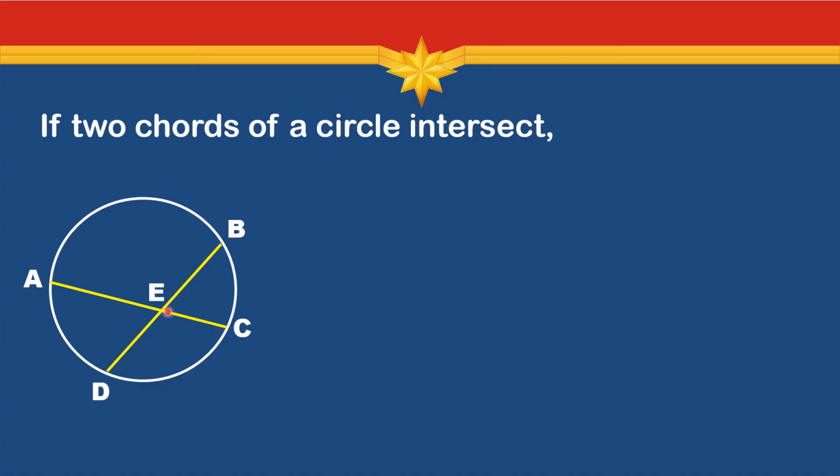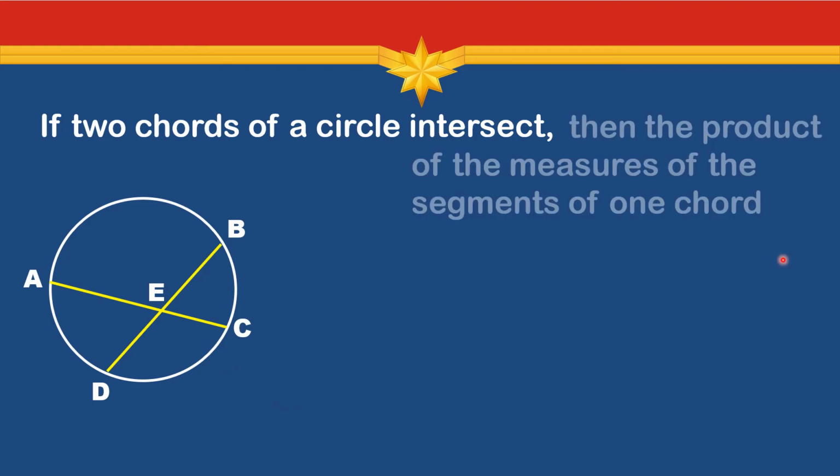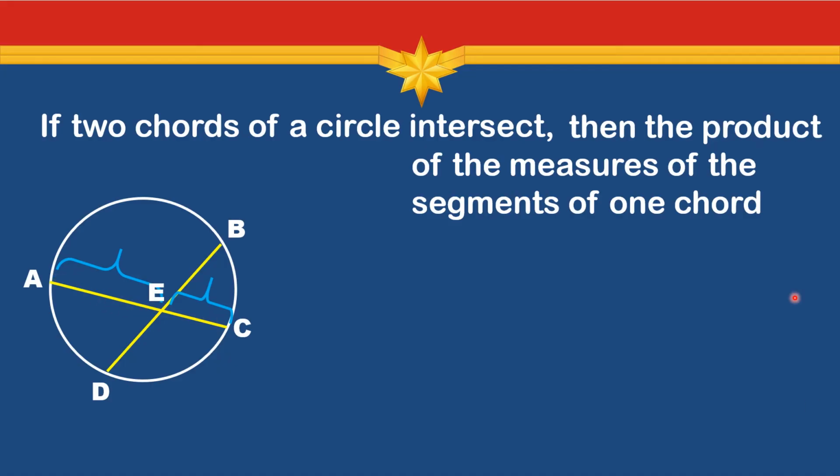Yung kanina natin, yung dalawa, pareho yung intersecting outside the circle. Ito naman, sa loob siya nag-meet. Then, the product of the measures of the segments of one chord. So, kung ano yung dalawang nahati or naputol na chord, so we have segment AE at saka segment EC. So, ulitin natin, di ba, na-divide siya. Yung isa segment AE, yung isa naman segment EC. So, multiply lang natin yon.